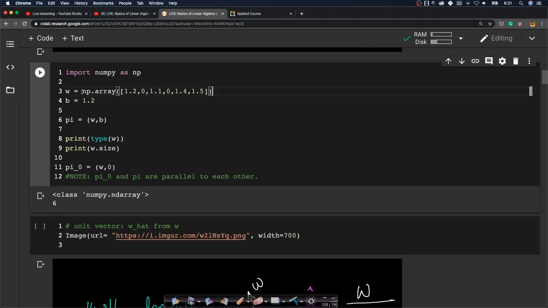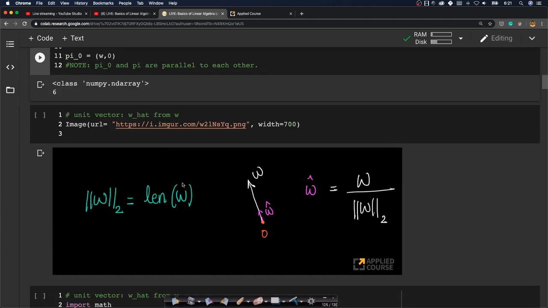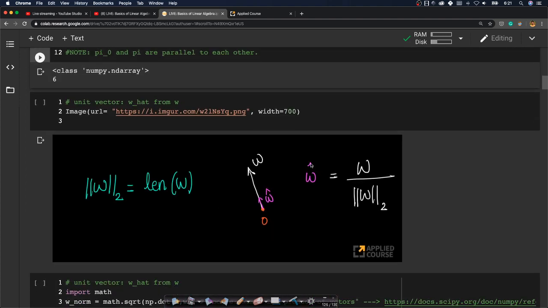I just created a numpy array, so I did not ensure that its length is 1. I did not ensure that anywhere, very simply put. Since I did not ensure that, if I want to create this W hat, which is a unit vector in the same direction as W.